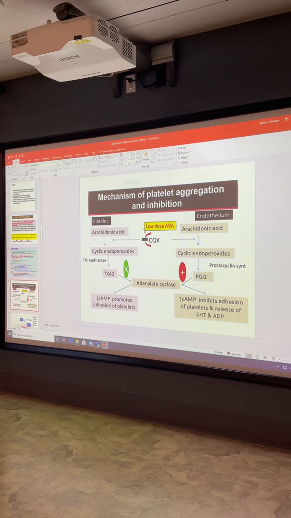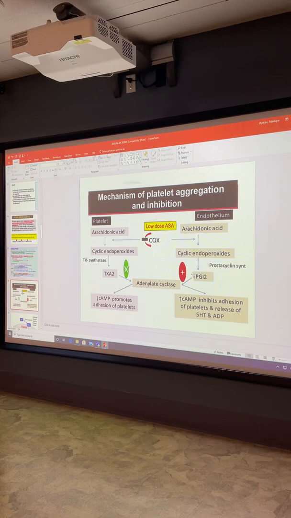Now, when it comes to the mechanism of inhibition of platelets, I mentioned to you that there are prostaglandins and thromboxane A2. There is arachidonic acid. And arachidonic acid can be metabolized by cyclooxygenase. You know that one? By COX. The arachidonic acid is present in platelets, it's present in the endothelium. Let's look at the one in the platelet. The arachidonic acid gets converted to thromboxane A2. And the one in the endothelium gets converted to prostacyclin.